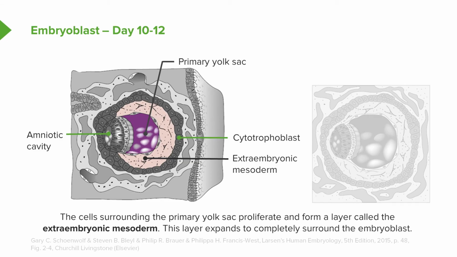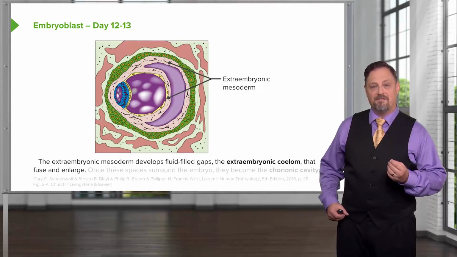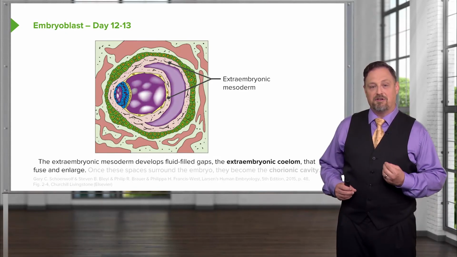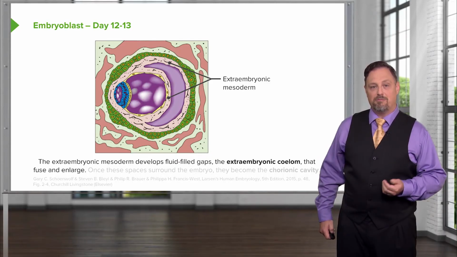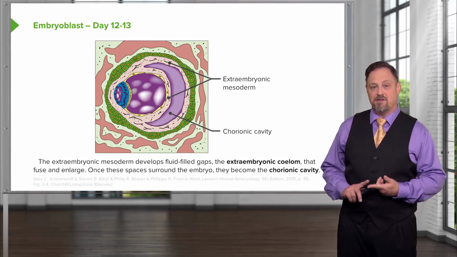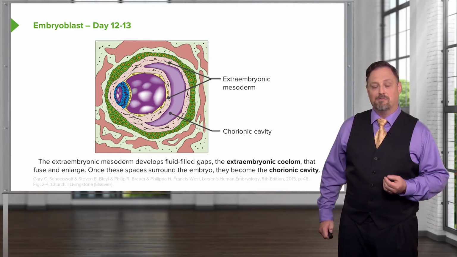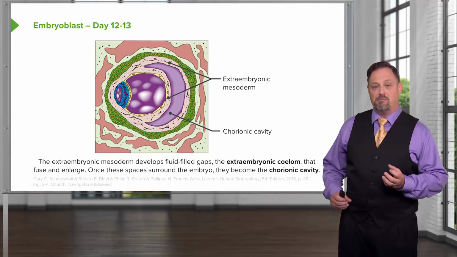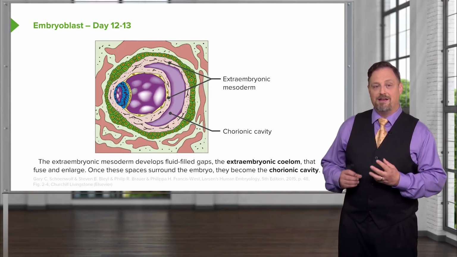This happens because some cavities are going to start appearing inside the extraembryonic mesoderm, and these cysts or little cavities are going to form, fuse, and become what's known as the extraembryonic coelom, a space that forms outside of the developing embryo, and as it enlarges and completely wraps around the yolk sac and the embryo, it will form what's called the chorionic cavity.